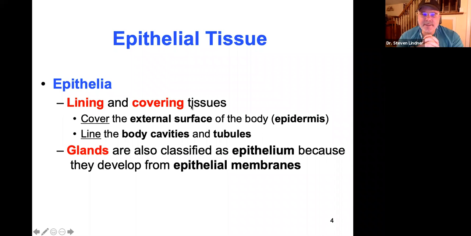Now, epithelium deals with lining and covering things. It's a type of lining and covering type of tissue. It's going to cover the external surface of the body. Well, what do we call that layer of skin that covers the external surface of the body? We don't call it dermis. It's above that. Epi means above. It is epidermis. And FYI, just review the 5 different layers of the epidermis.